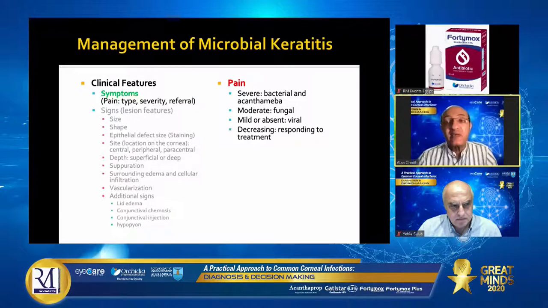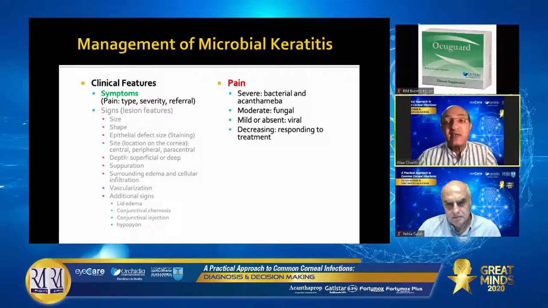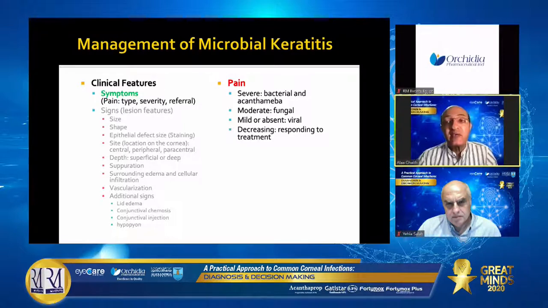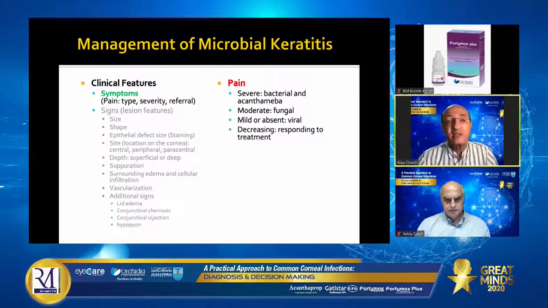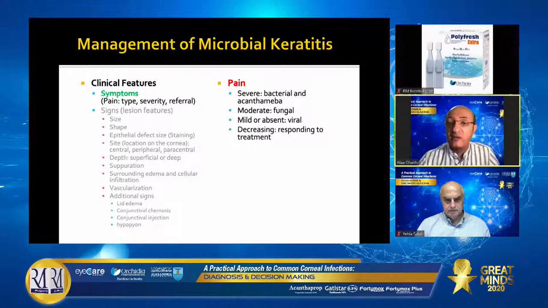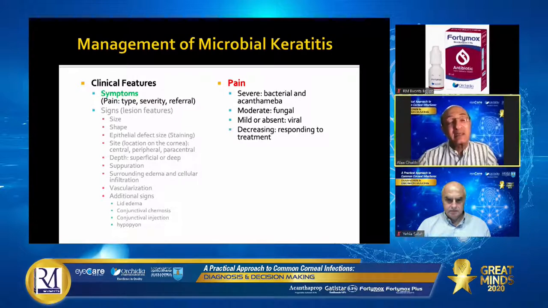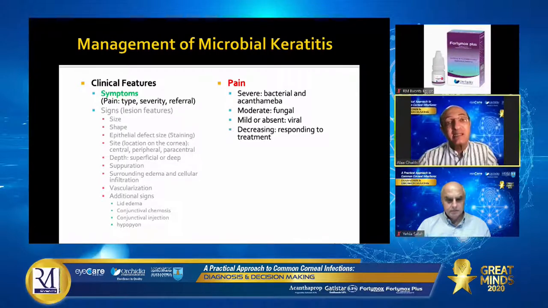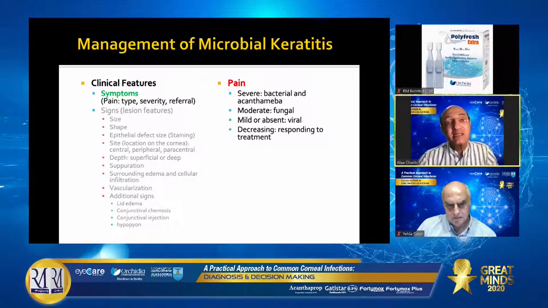First, pain. If it's severe, it is a bacterial or acanthamoeba keratitis. Pain is severe in acanthamoeba keratitis, and usually in early stages it doesn't correlate with the clinical features in the cornea. The cornea has very little infiltration, and the pain is very high. Moderate pain is characteristic of fungal keratitis and not bacterial. Mild or absent pain is characteristic of herpes simplex keratitis. Also, a very important feature: decreasing pain means that the patient's condition is improving. In follow-up visits, when you ask the patient, it means that your treatment is working.